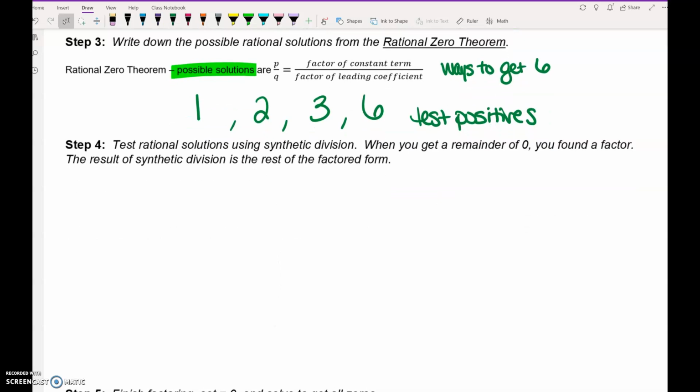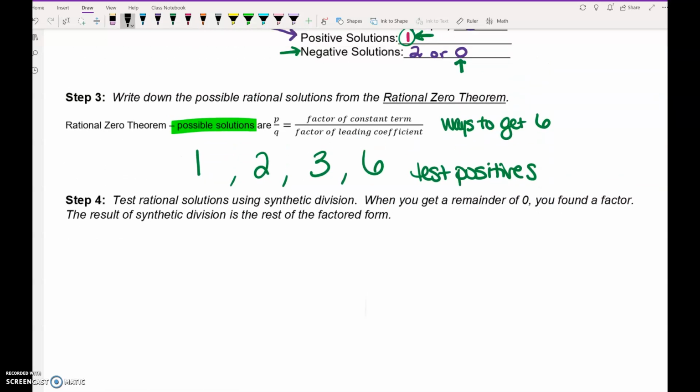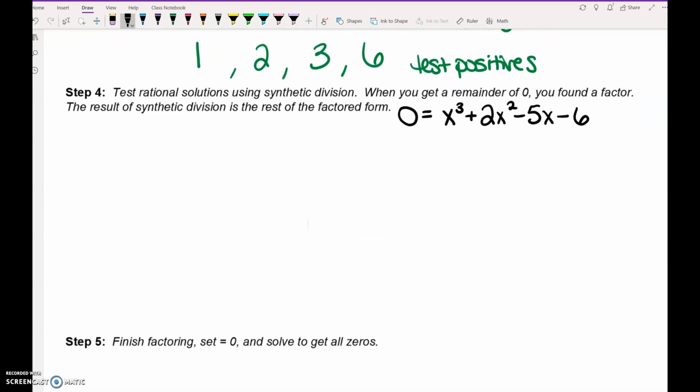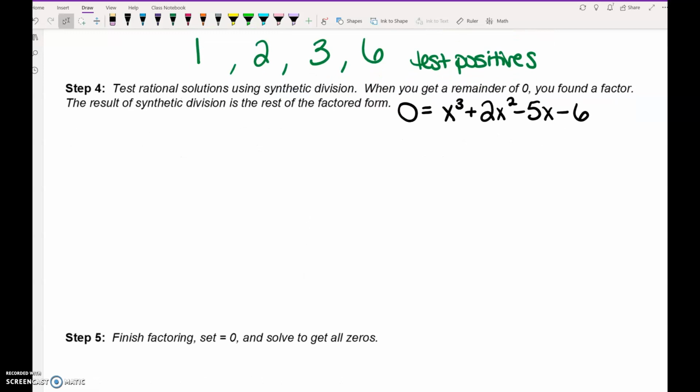Do you remember synthetic division? We are going to test our solutions using synthetic division. So down here, let's recopy this function. 0 equals x cubed plus 2x squared minus 5x minus 6. We need to test these possible positive solutions using synthetic division. If I test the value 1, do you remember what I write inside the synthetic division? 1, 2, negative 5, and negative 6. The coefficients. 1, 2, negative 5, negative 6.